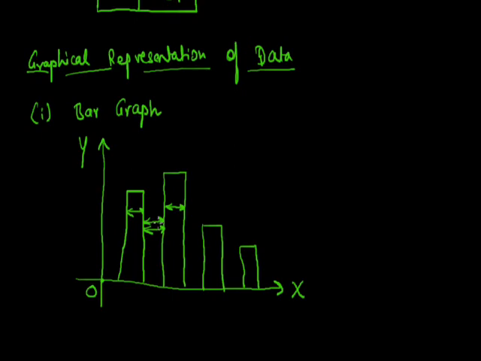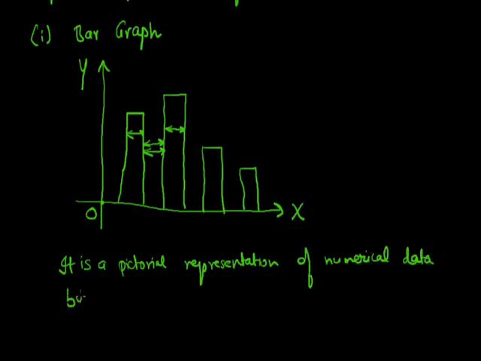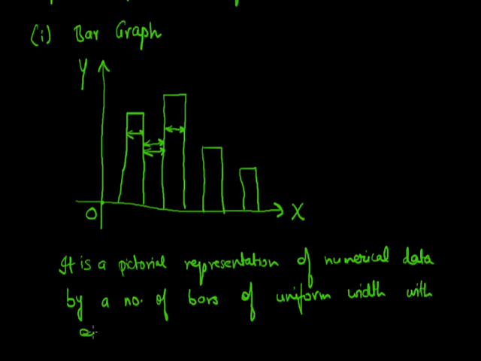So that's why the bar graph is a pictorial representation. We'll write it: bar graph is a pictorial representation of numerical data by a number of bars of uniform width and with equal spacing between them.